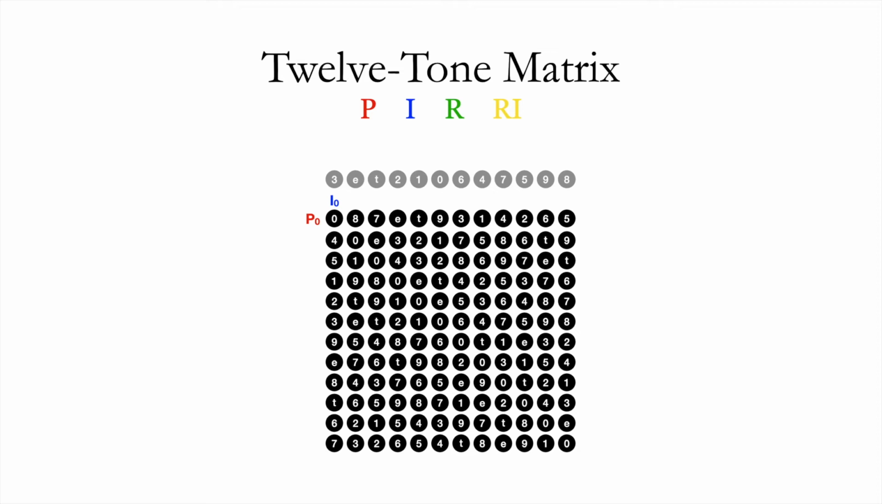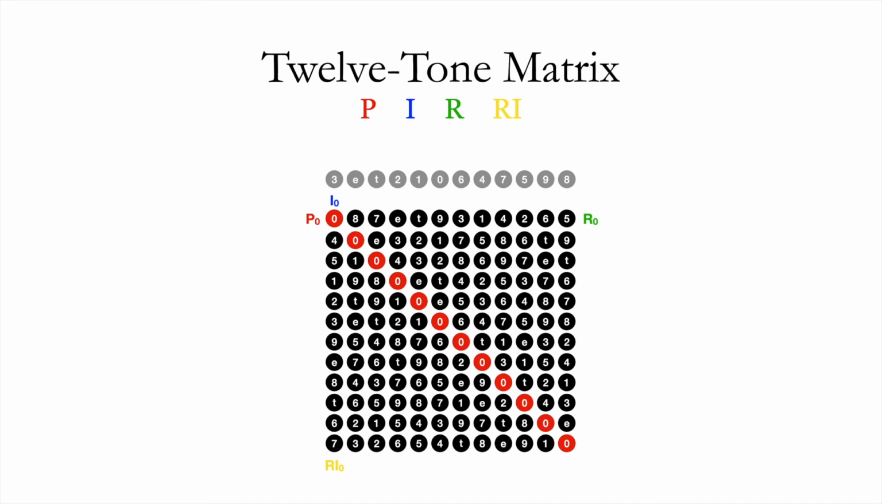If done correctly, all matrices will contain a diagonal of zeros from the top left corner to the bottom right corner. Reading any row backwards yields a retrograde, and reading any column backwards yields a retrograde inversion. All transformations are labeled according to the integer on which P and I begin.